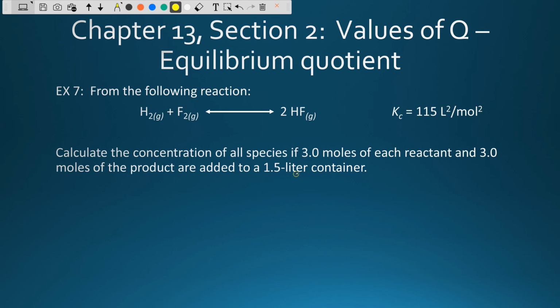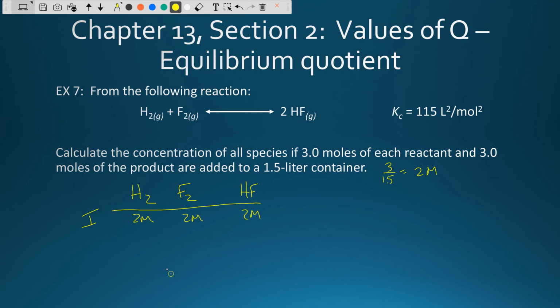We want to watch out because it says of all the species of each reactant and product, 3 moles of everything in a 1.5 liter container. So be careful. We have to divide everything by 1.5 because molarity is moles over liters, isn't it? So I want to know how much I have of each reactant and each product. That gives me 2 molar concentration for everything, okay? So if I look at hydrogen and fluorine and hydrofluoric, I start at the beginning of all of this with 2 molar.